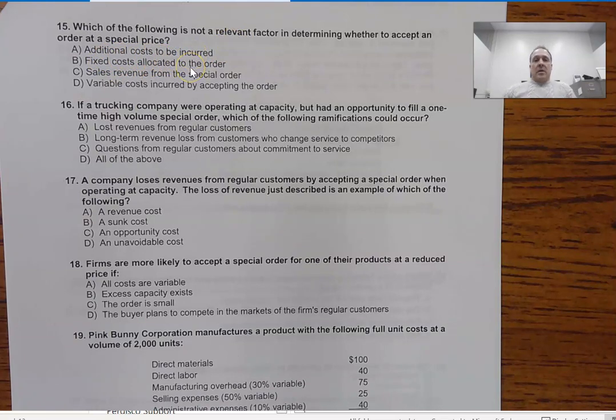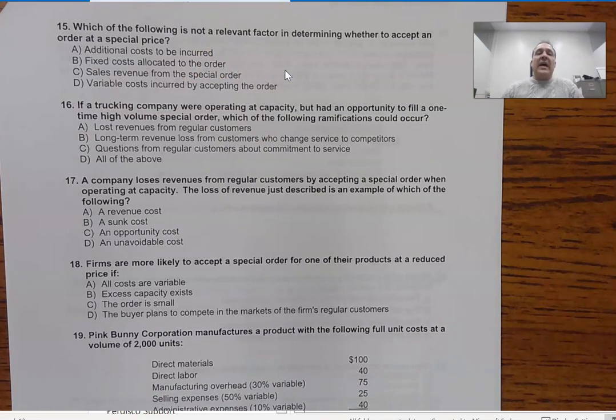Well, let's just say sometimes a customer wants something with a certain specification, so that $7, right, that they're offering us, and then our variable cost is 5. We might end up incurring some additional cost if we accept their order, because there may be some other stipulations that come along with it. So additional cost to be incurred is absolutely relevant, so this is not going to be our answer.